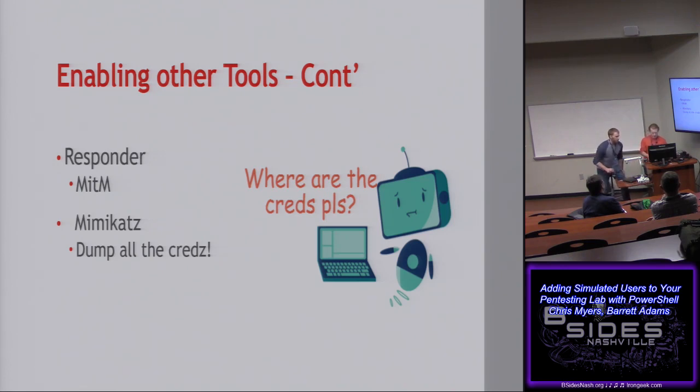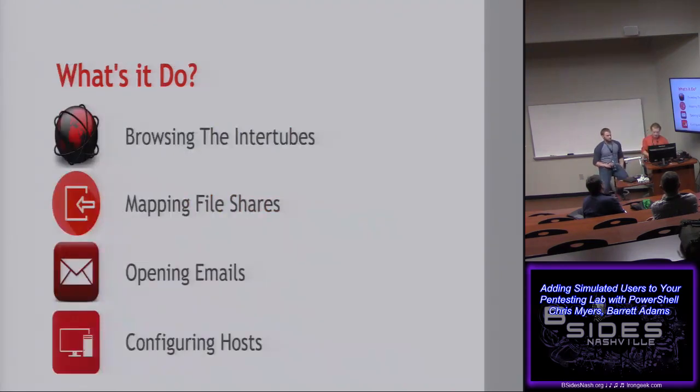All right, so actual tool functions here. Three main functions, and then configuring host is kind of an administrative bit of the tool that it needs to do everything else. So browsing the internet, mapping file shares, and opening emails, and we'll dive into details here.